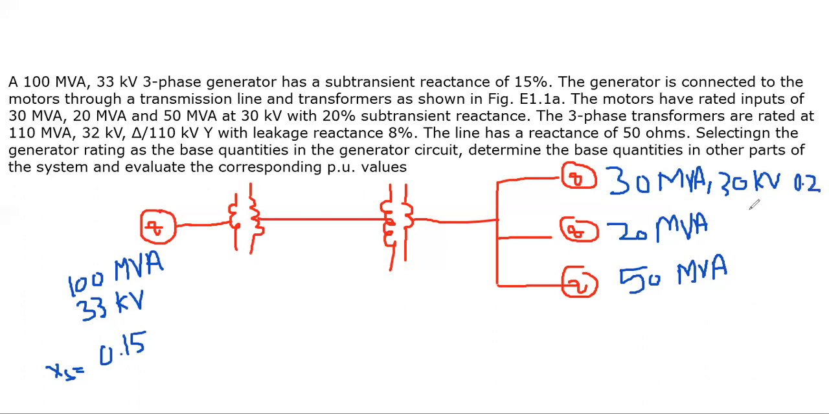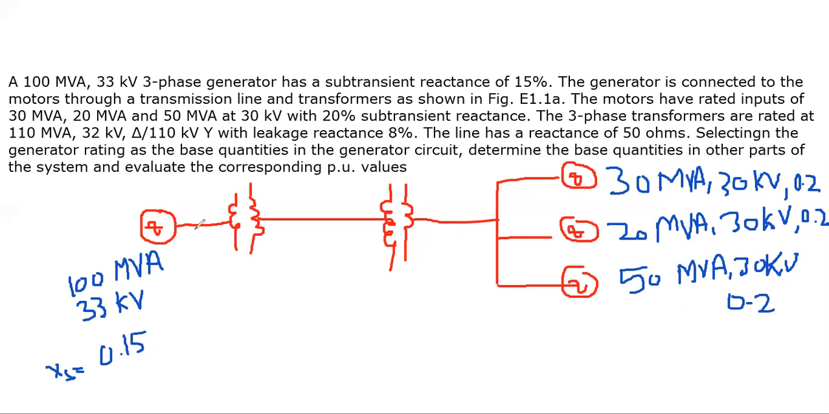So that will also be 30 kV. 0.2 will be the sub-transient reactance. Okay, and here also there will be 30 kV and 0.2 will be the sub-transient reactance. Okay, so one point always remember: the sub-transient reactance is given on these values of MVA and voltage. Okay, that is important. Now the three-phase transformer is rated with 100 MVA, 32 kV delta-star 110 kV.